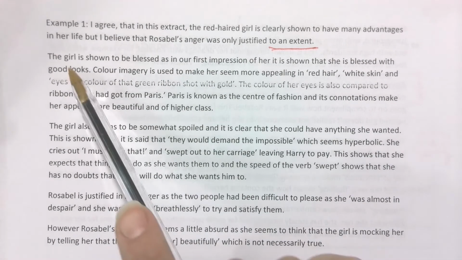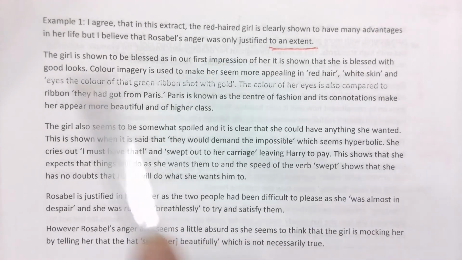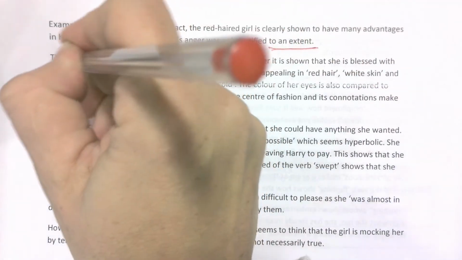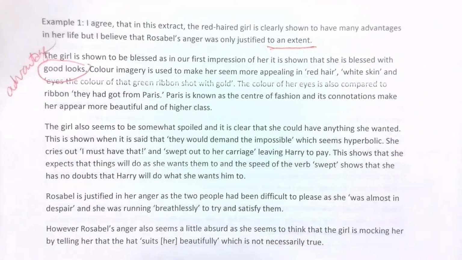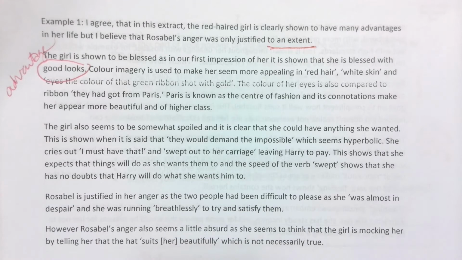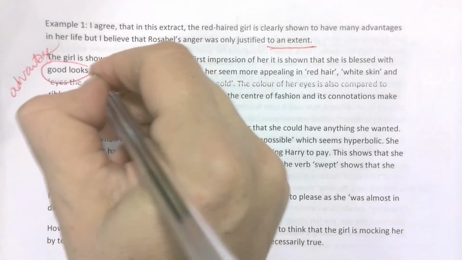So if you look at this, the girl is shown to be blessed, as in our first impression of her, it is shown that she is blessed with good looks. All right, so yeah, good looks are an advantage. You know, I can go with that. Good looks are an advantage. So that's our how. How is the girl shown to have advantages? She's got good looks. Color imagery is used. So there's our methodology, right?